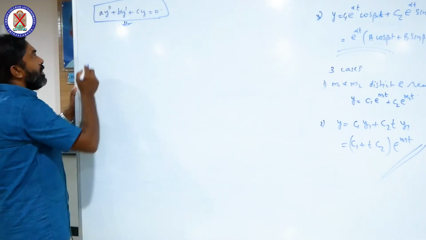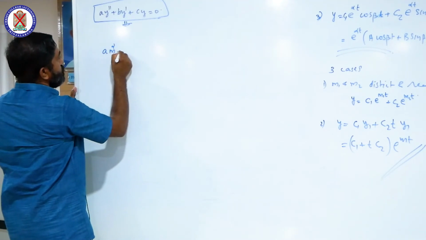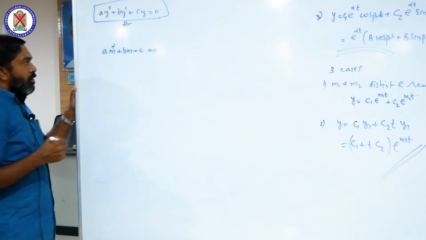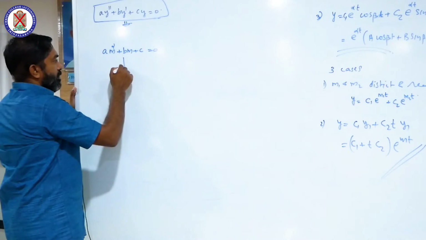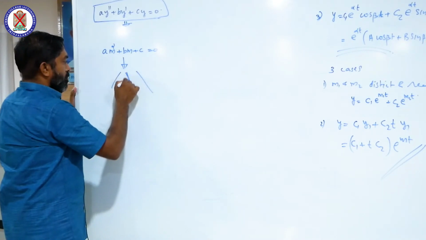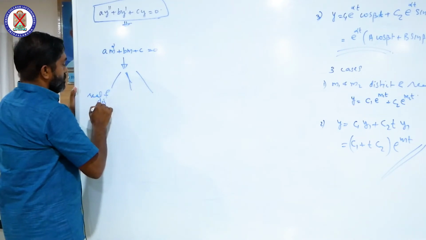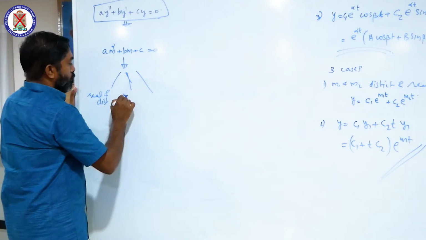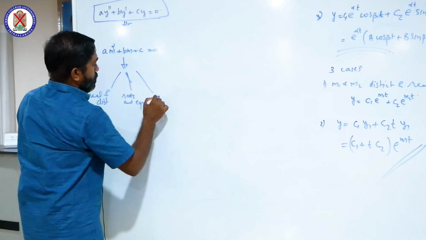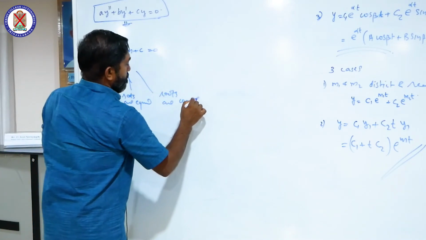First of all, we have to consider its auxiliary equation, which is given by a m square plus b m plus c equal to 0. We have to determine its roots. If we determine its roots, there are three possibilities. First case, roots are real and distinct. Second case, roots are equal. Third case, roots are complex valued.